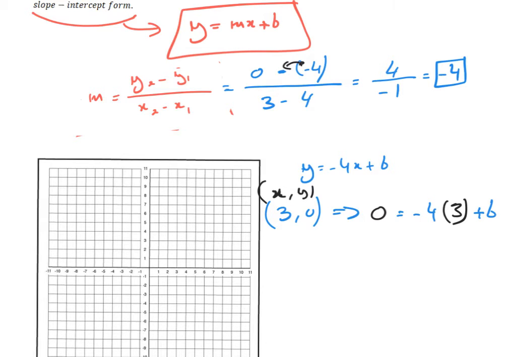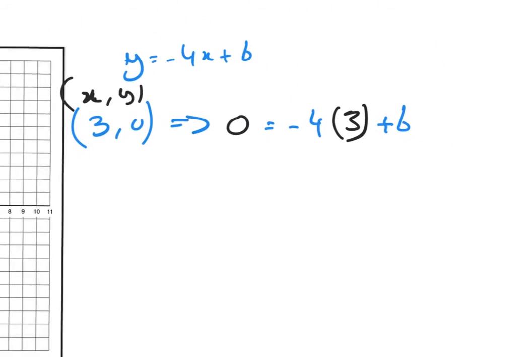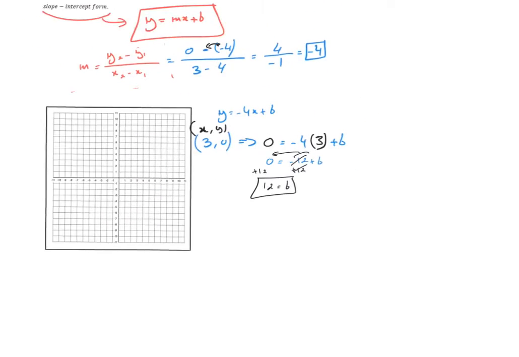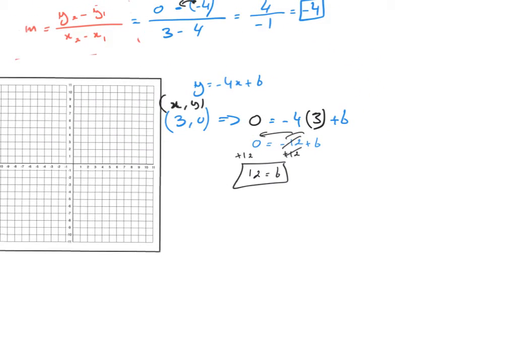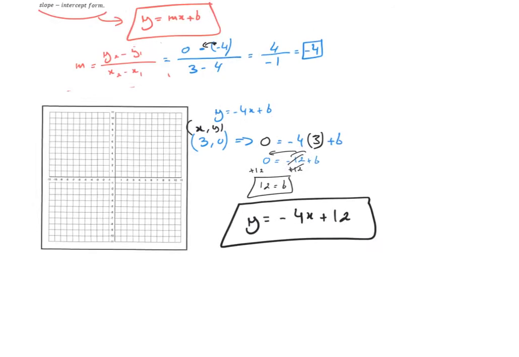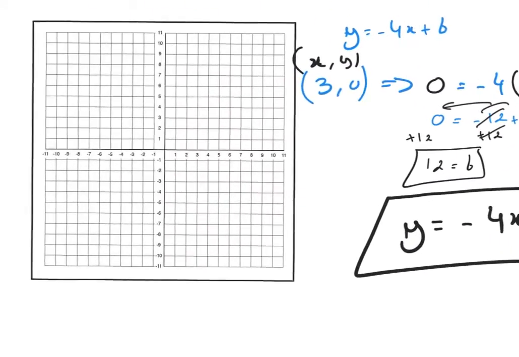Again, my goal is to find b, which is the y-intercept, right? So that's going to be 0 equals -12 plus b. And I need to get rid of -12, so I will add 12 on both sides, or I can just move -12 to the left. And that will be 12 equals b. So my equation of the line here is going to be y equals -4x plus 12. And that's going to be my answer for this.